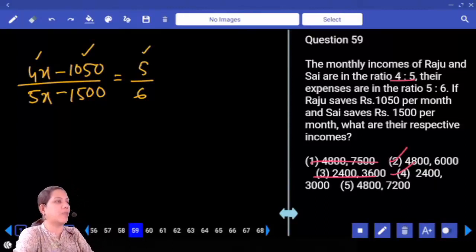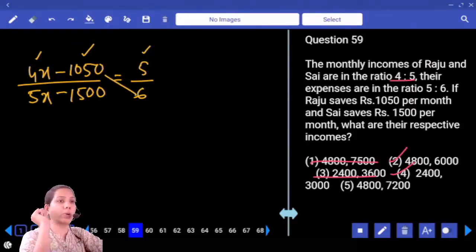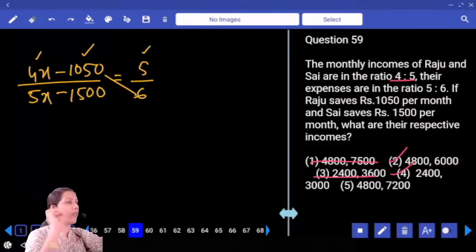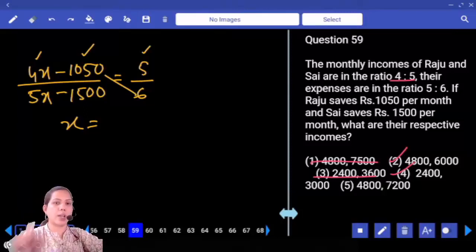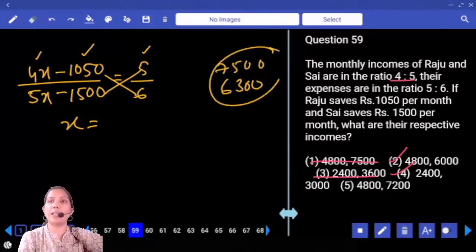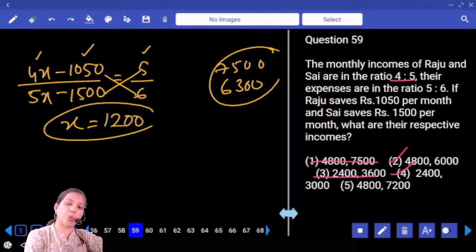Income minus saving equals expenditure. Cross multiplication. 6 times 4x is 24x. 5x into 5 is 25x. 24x and 25x difference is only 1x. 6 into 1050, what is that value? 6300. Okay, 6300. What is 1500 into 5? 7500. What is the difference between 7500 and 6300? 1200. So 1x is equal to 1200.